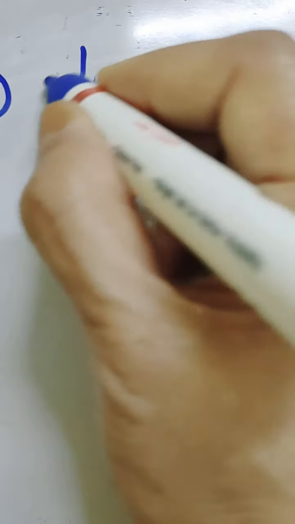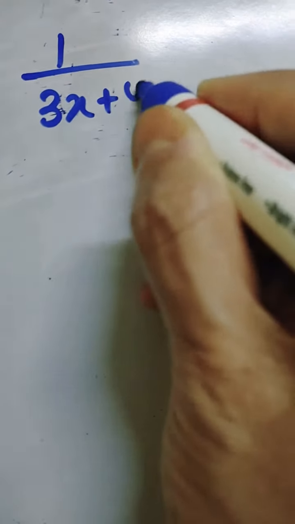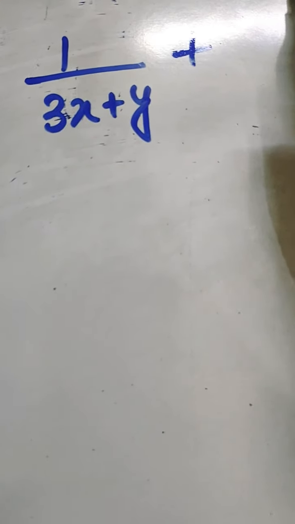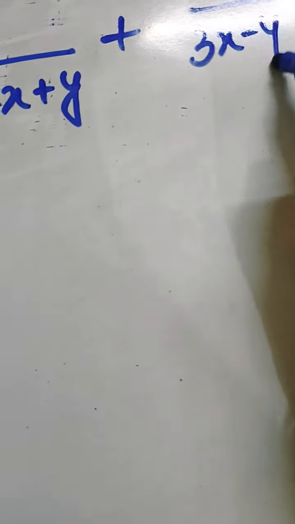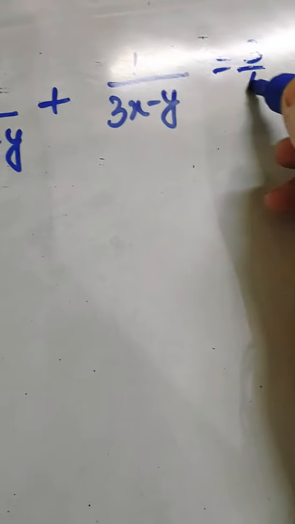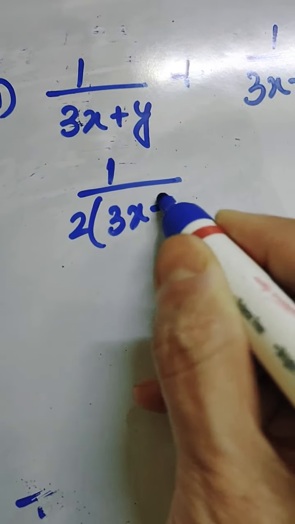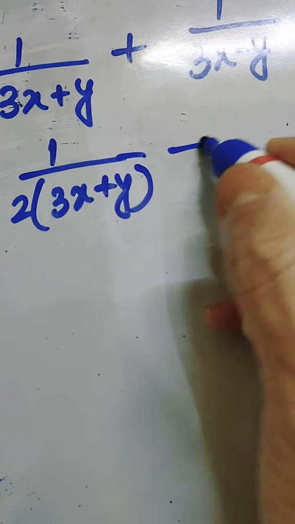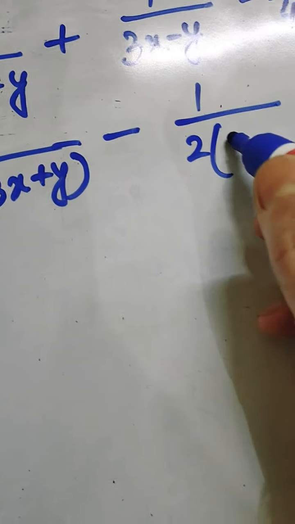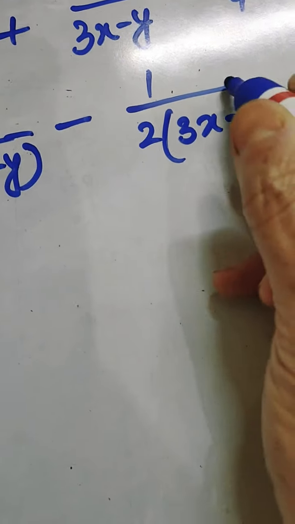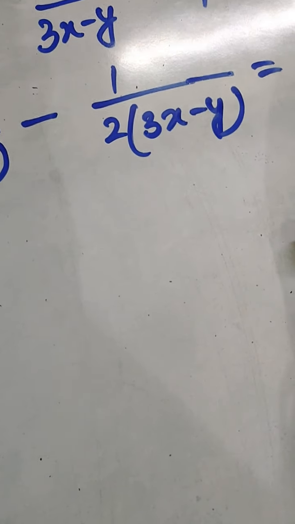Next, number 6 you can do almost the same as question number 5. Now I'll show you number 8. This is slightly different. So the things are given as 1 by 3x plus y plus 1 by 3x minus y equal to 3 by 4. The other equation is 1 by 2 (3x plus y) minus 1 by 2 (3x minus y) equal to minus 1 by 8.